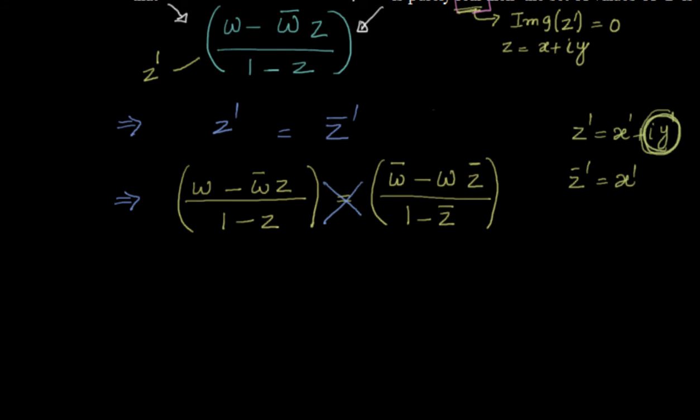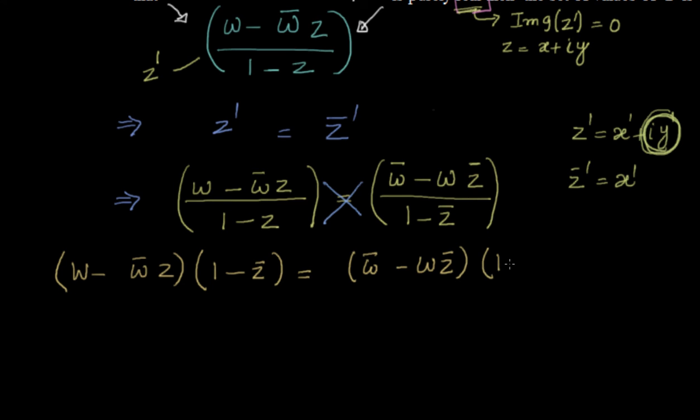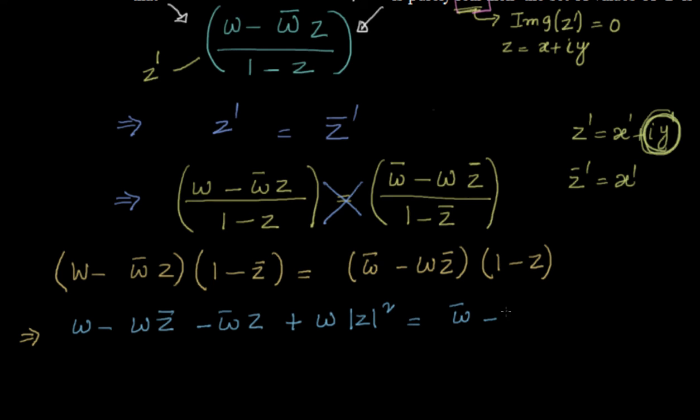So we do cross multiplication. Our next step will be, we will have w minus w conjugate into z and multiply that whole thing with 1 minus z conjugate, which should be equal to w conjugate minus w into z conjugate, and multiply that with 1 minus z. Seems some terms will cancel, a little bit of gut feeling there. So let's open it up. w minus w into z conjugate minus w conjugate into z plus w into z conjugate. You know that that's nothing but mod z whole square. Similarly, on the other side we have w dash minus w conjugate z minus w z conjugate plus again w into mod z whole square. Let me check this, a little bit confusing.